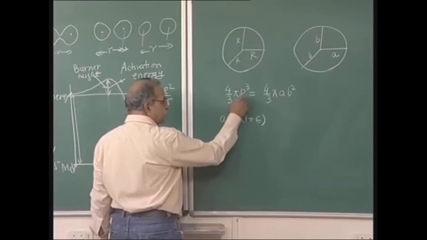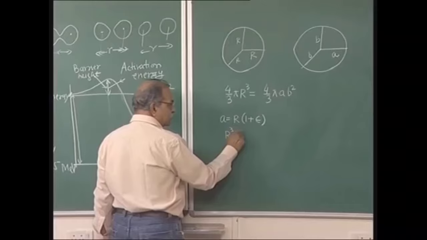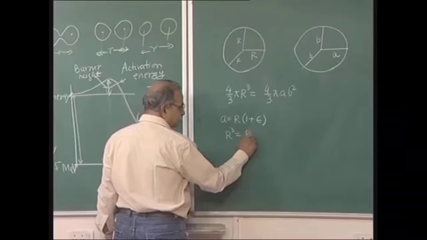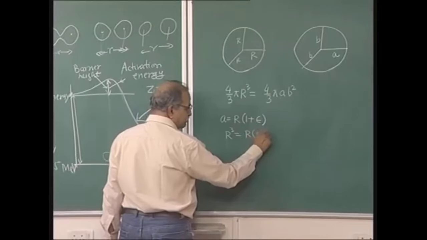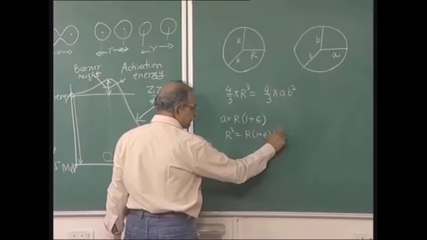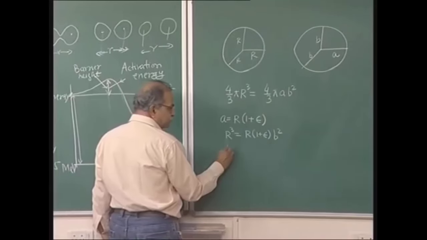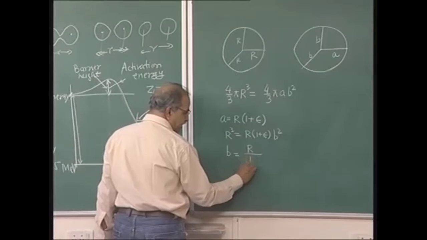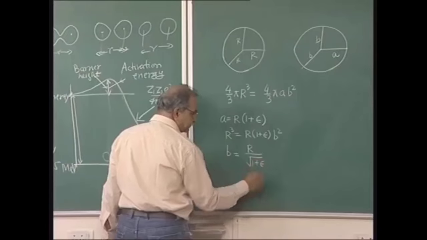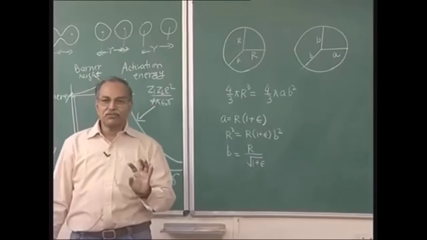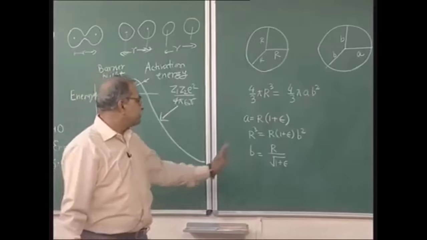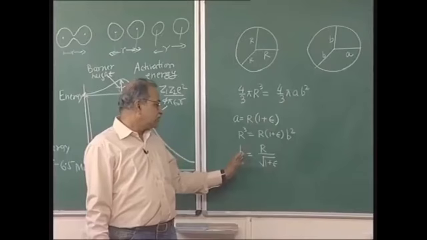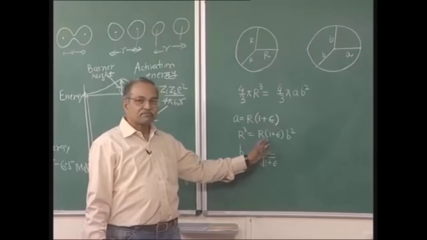So, you have r cube is equal to A B square. So, you have r cube equal to r times 1 plus epsilon, that is A, and B square, and from here you can work out what is B. So, B will turn out to be r square, and square root of that is this, and this by 1 plus epsilon. So, if the volume is to be kept same, and if this A is increased by 1 plus epsilon factor, then B should decrease by 1 by square root of 1 plus epsilon.